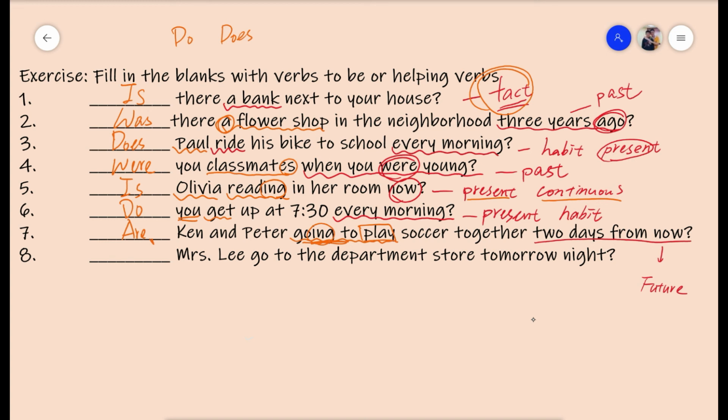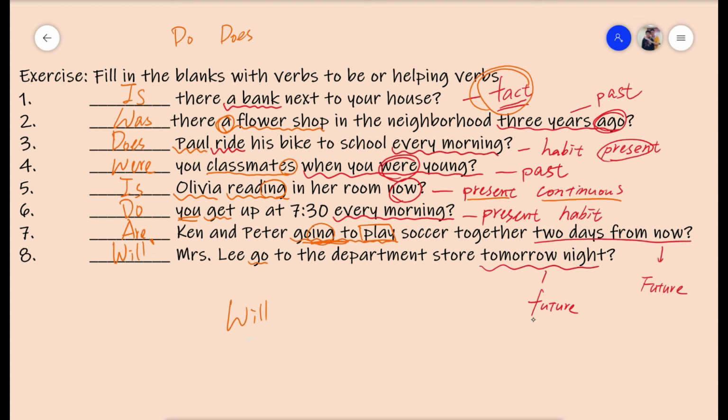Number 8, again, look for the time marker, tomorrow night. When you see this, you know this is another sentence written in the future tense. Look for the verb. Where's the verb? The verb is right over here, go. When you see go, you know you have to use a helping verb. The helping verb in the future tense is will. Okay, so this is, will Mrs. Lee go to the department store tomorrow night?